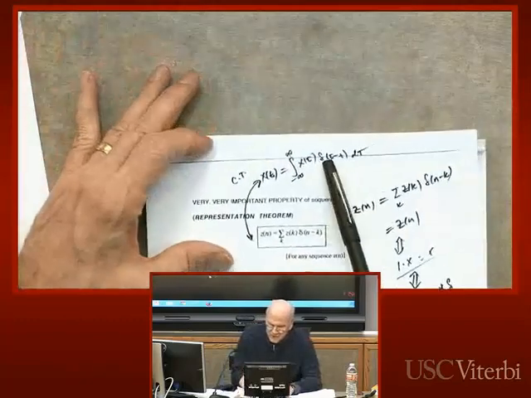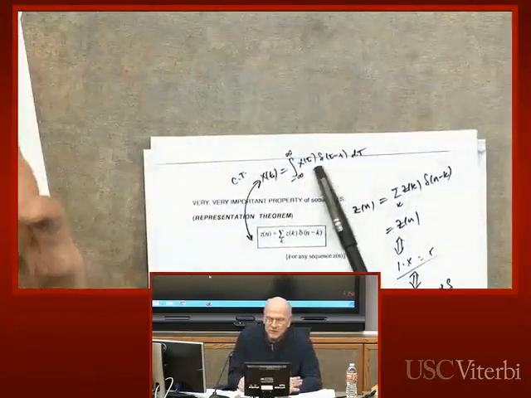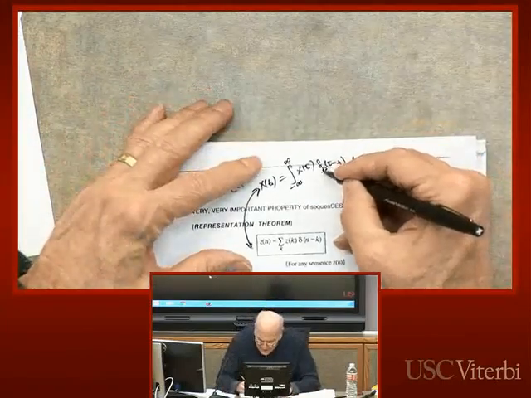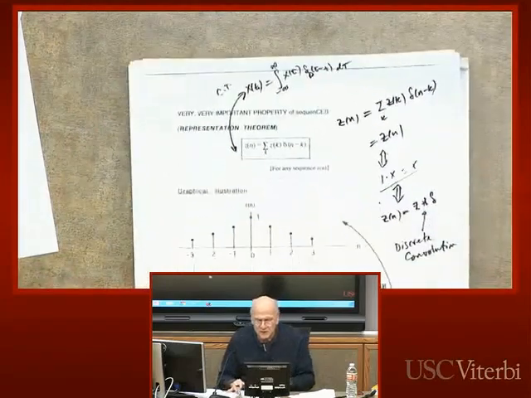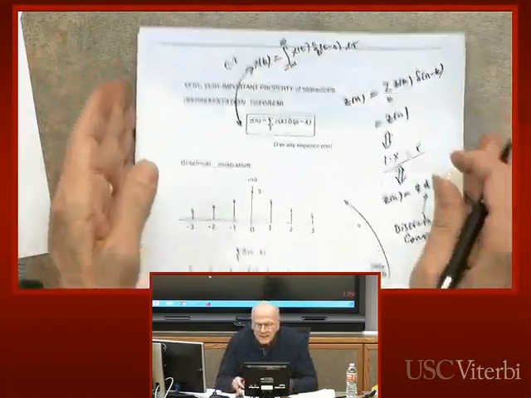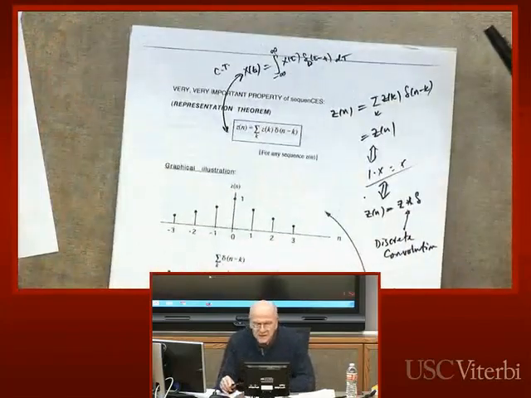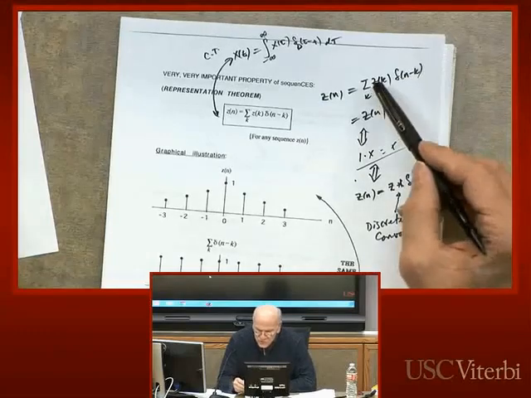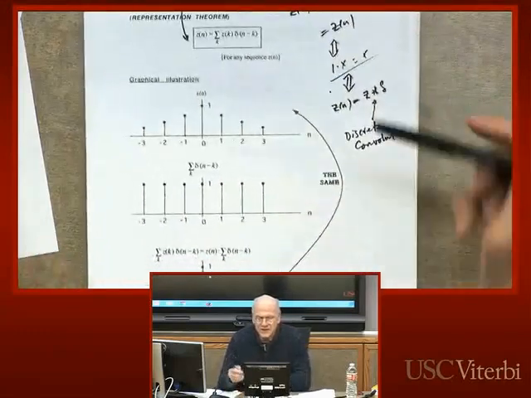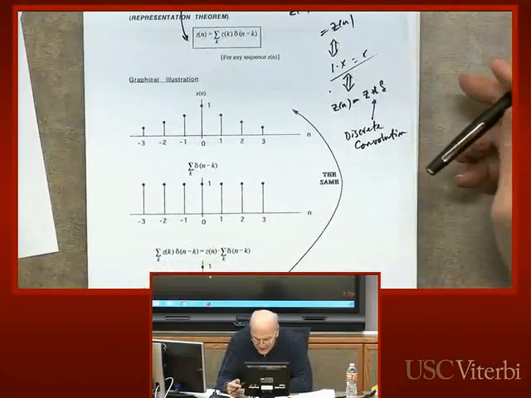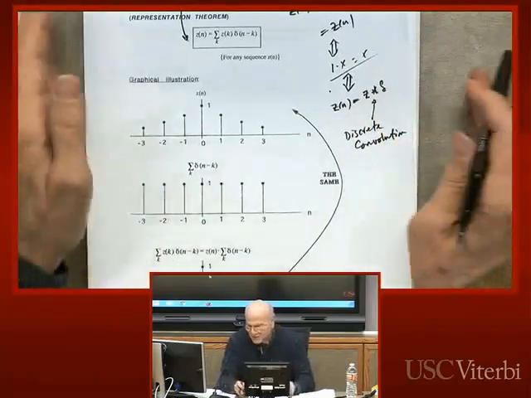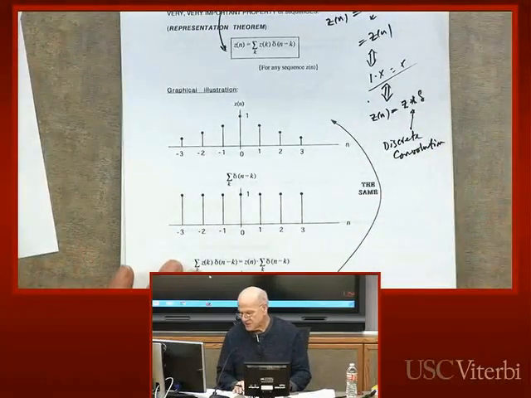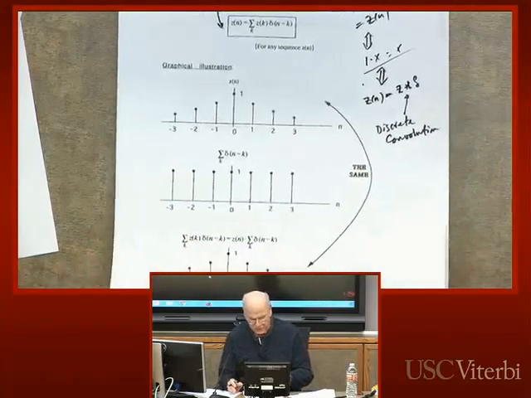This would be considered, in a continuous world, a convolution of x and a Dirac delta function. Maybe I should call it D for Dirac, to distinguish it from our delta function. And similarly in the discrete time world, this sum is called a discrete convolution between z and delta. So that identity, x equals 1 times x, is analogous to z equals z convolved with delta. So anyway, that's the representation theorem; this is just a graphical illustration of it.